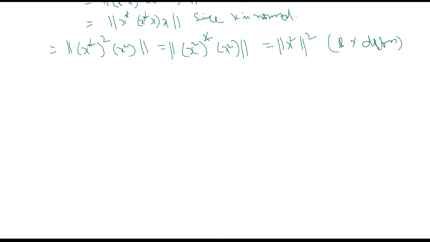Right. So hence, norm x square equals norm y, that equals norm x star x, that equals norm x whole square.